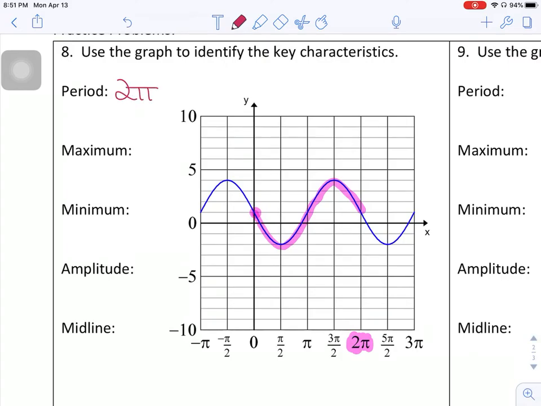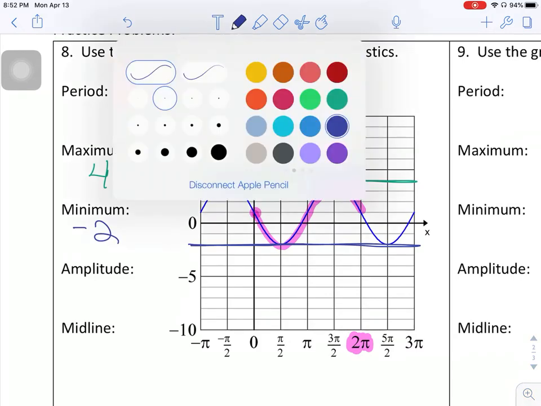Okay. Let's see, what else do we have here? We have maximum. So if I draw in a ceiling here, highest points, that's going to be 4. Let's see, minimum. Let's draw on a floor, our lowest points. So that would be -2. I'm actually going to do the midline first, and then I'll talk about amplitude. I'll find the amplitude last.